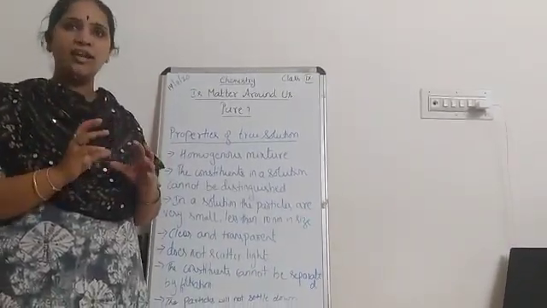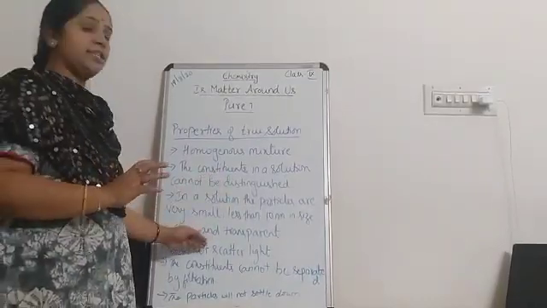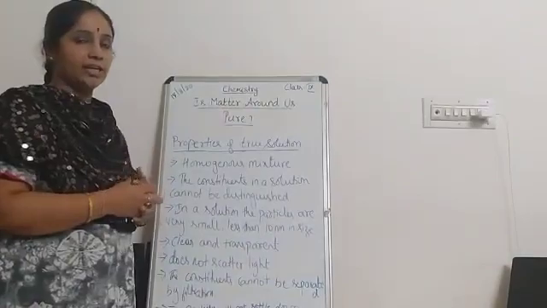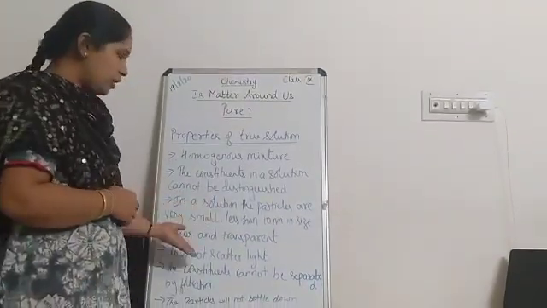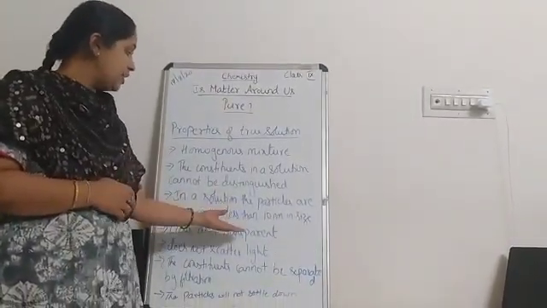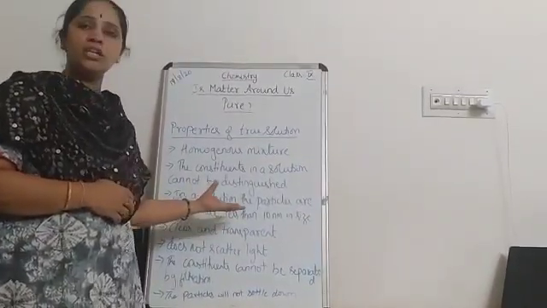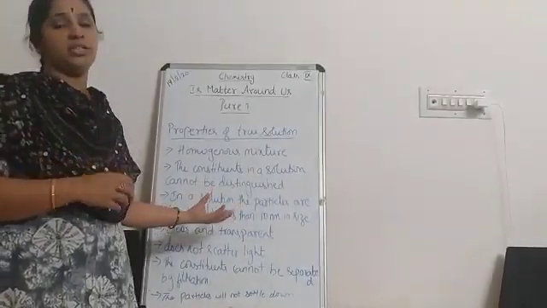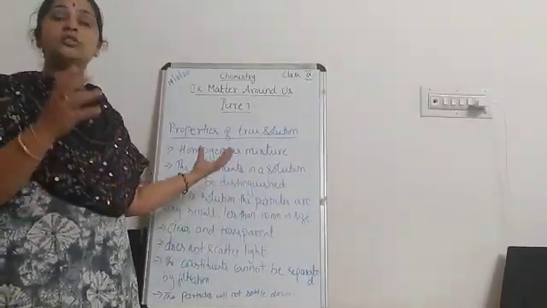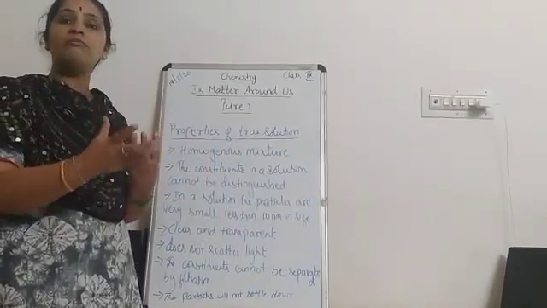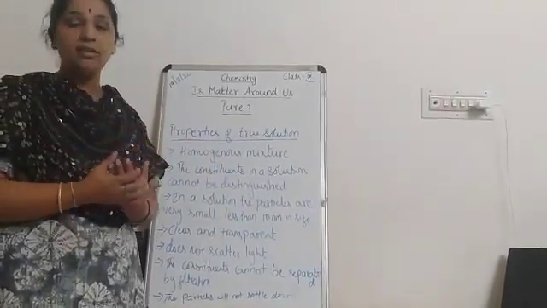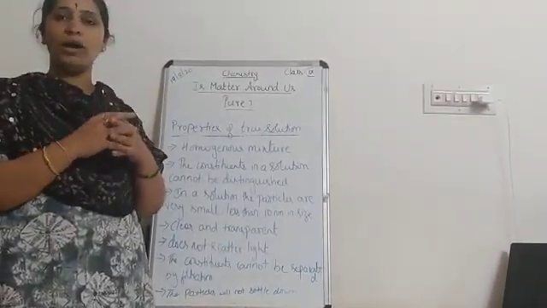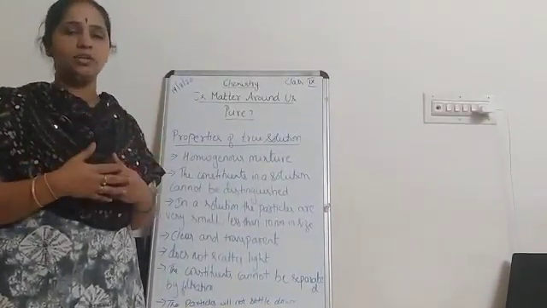This Tyndall effect will not be shown by a true solution. So what could be the reason for this? Why is there no scattering of light? Because, as I have already told you, the particles here are very small, less than 10 nanometers. The size is so small that they cannot reflect or scatter the light. Whereas in the case of suspension and colloidal solutions, the size of the particles is quite big. That is why scattering of light happens.